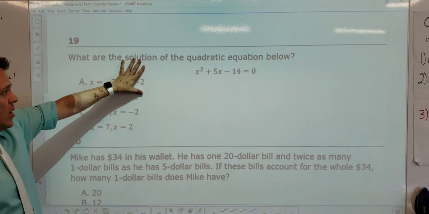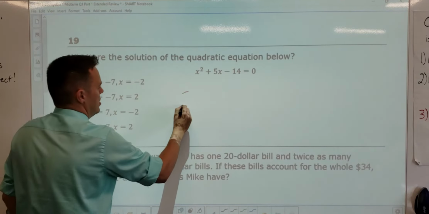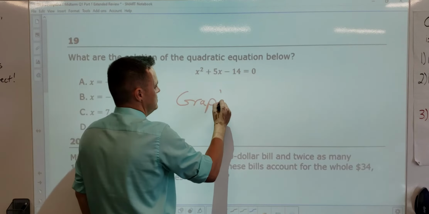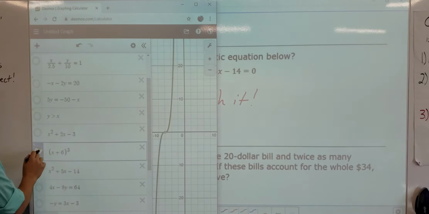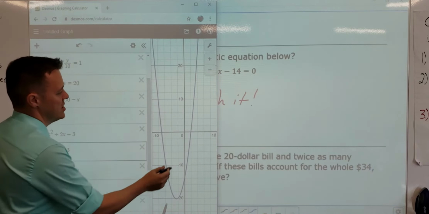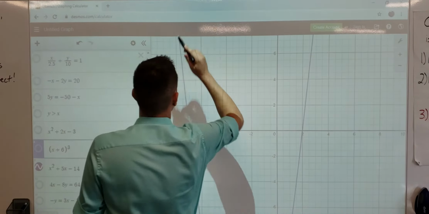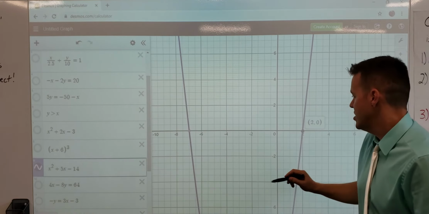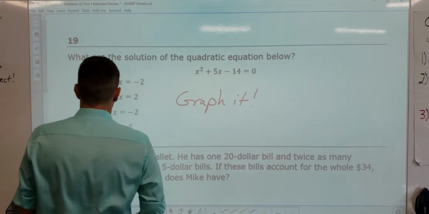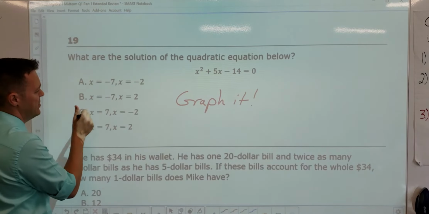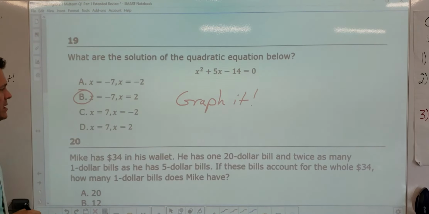19, solutions of the quadratic. Graph it. Go in here. There's the solutions, ladies and gentlemen. Bring this bad boy out. My solutions are 2 and negative 7. So make sure you guys know that it's 2 and negative 7. There's the answer B, okay?